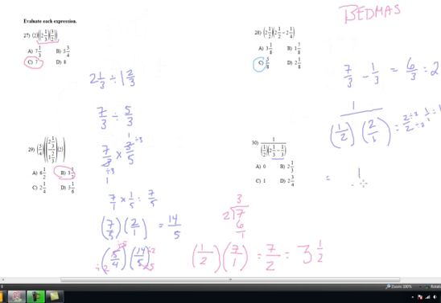So now I have 1 over 1, which is 1. And the answer then is C.